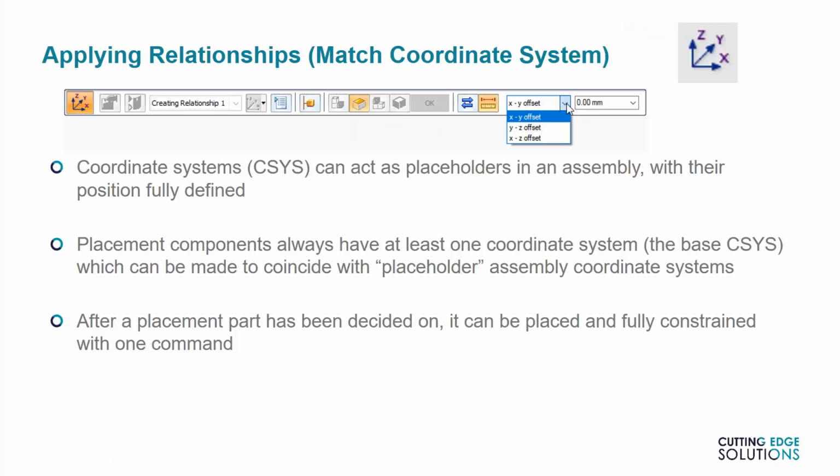The match coordinate system command allows one component to have its base coordinate system moved to exactly the same position as an assembly custom coordinate system, locking it in place in one step. An example of where this might be useful would be in a layout assembly, where you know exactly where you want to place something, but not exactly what you want to place.